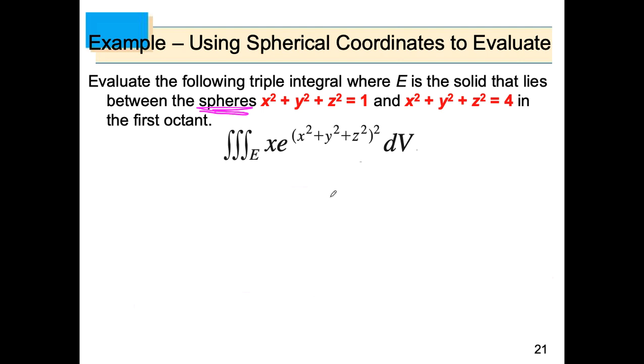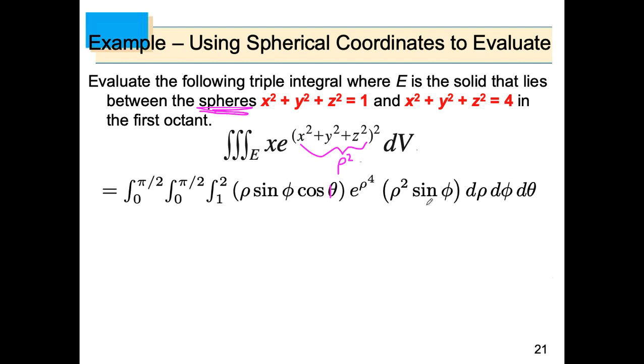So in this particular case, why don't we go ahead and just start swapping things out here. You already know all your relationships. You know what x equals, you know what y equals, you know what z equals. You even know this part. This part's going to be really easy right here. Obviously, x squared plus y squared plus z squared is going to become rho squared. We know that for sure. So that's going to be nice.